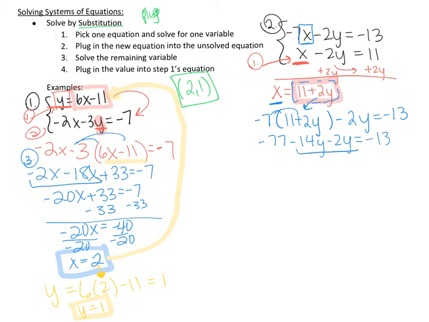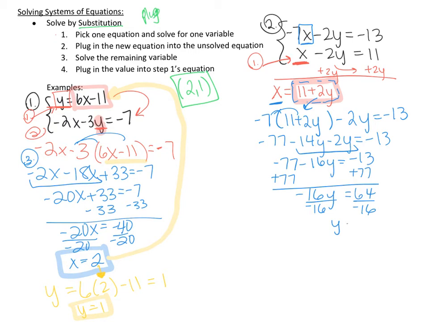I'm going to combine those like terms. So -77 minus 16y equals -13. I'm going to add that 77. So I get -16y equals 64. Then I'm going to divide by -16. So y is going to equal -4. So in doing that, I now see that I've got my first variable, y equals -4.